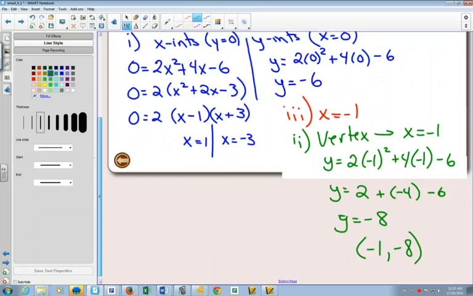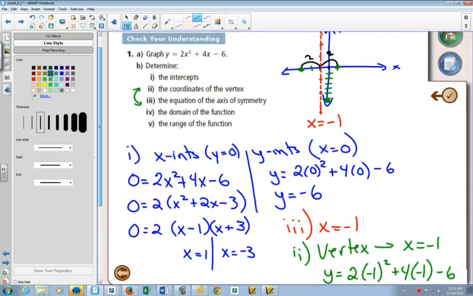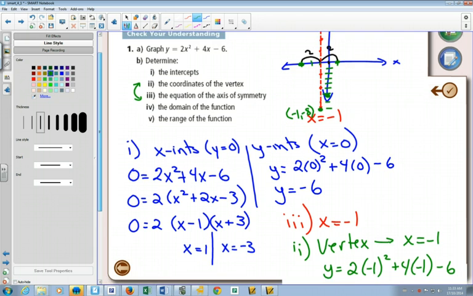On our graph, we now have another point. We are at minus 6 here, 7, 8. There it is. Minus 1, minus 8 is our vertex.